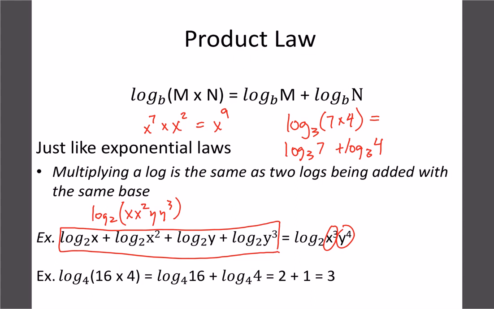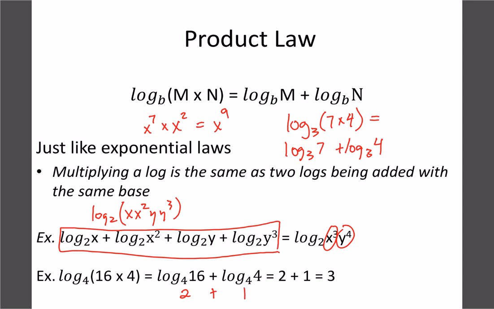And sometimes it might be nice to actually work with these logarithms separately. For whatever reason, if we had log base 4 of 16 times 4, we could use this law backwards and split it up into log base 4 of 16 plus log base 4 of 4. And then we could actually solve this. Log base 4 of 16 is 2. Log base 4 of 4 is 1. So we get 2 plus 1.